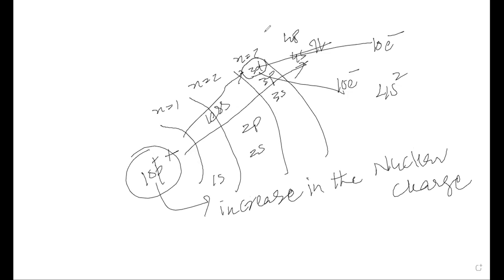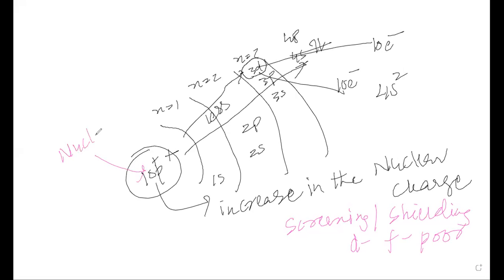Please remember one very important characteristic: the screening or shielding of d orbitals and f orbitals is poor. So when it comes to screening the nuclear charge, these d orbitals and f orbitals are weak. So the d orbital causes weak screening. These are the important things you should understand, my dear students.